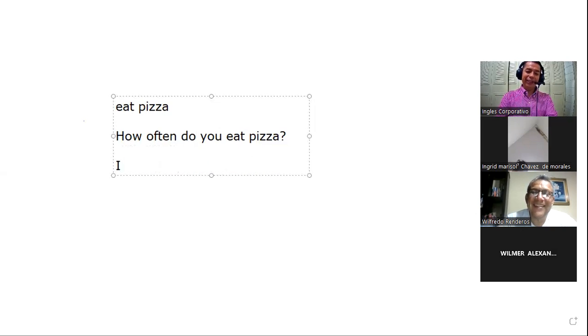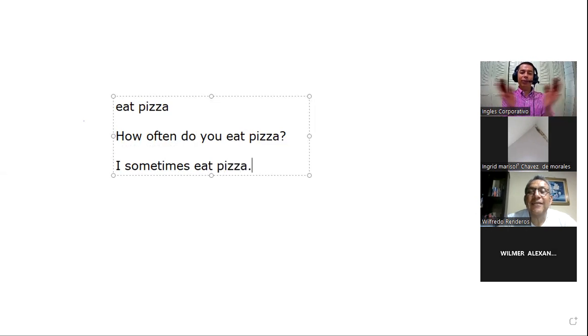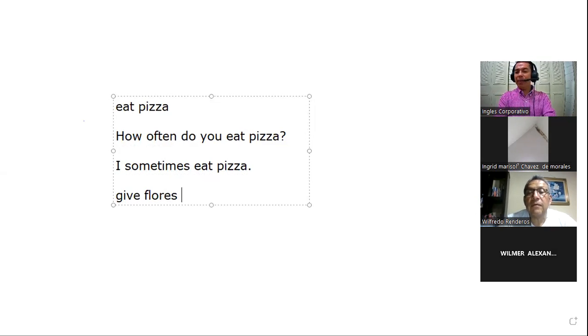I sometimes eat. Very good. I sometimes eat pizza. Delicious, right? Thank you. Thank you very much. Now, next activity. Next activity is give flowers. Give flowers to the girlfriend, to the wife, to the mother, to the grandmother, etc. Quien sea que le den flores, right? Give flowers. Good. Now, William, how often do you give flowers?